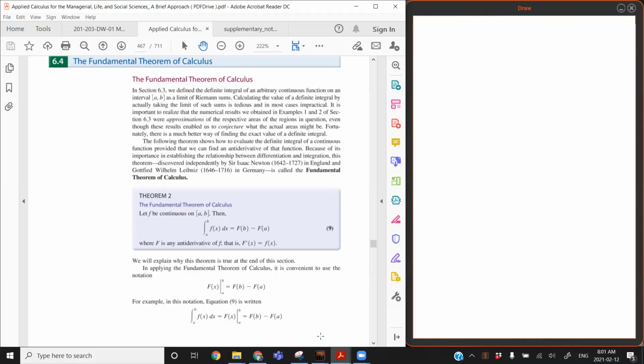Section 4.6, the fundamental theorem of calculus. So far, we have seen antiderivatives, and we have also learned about the Riemann sum. The antiderivative, we know, is denoted like this.